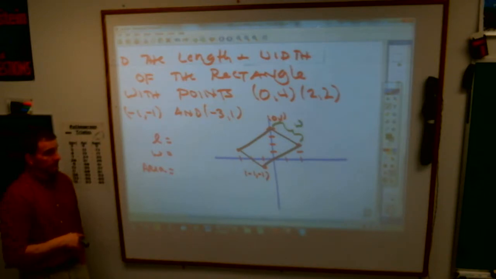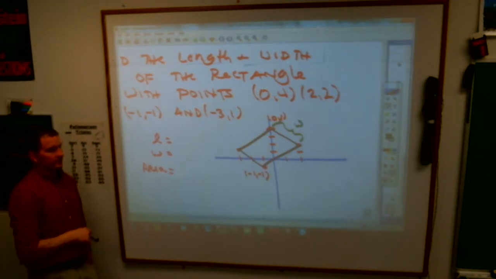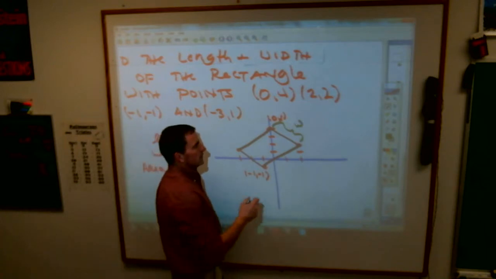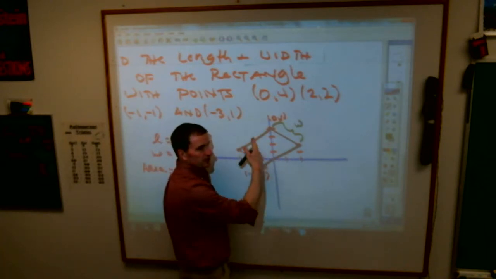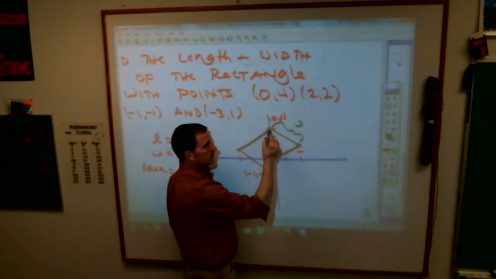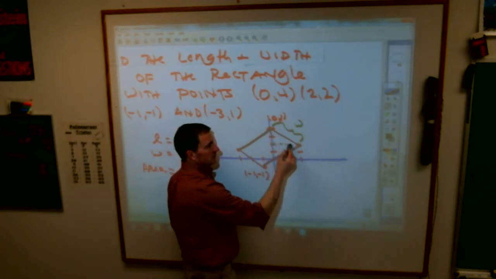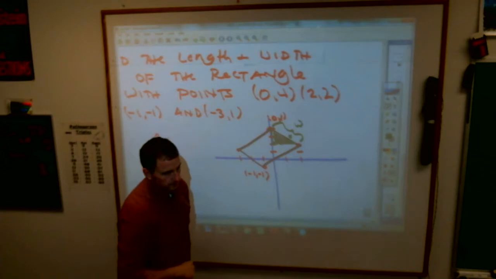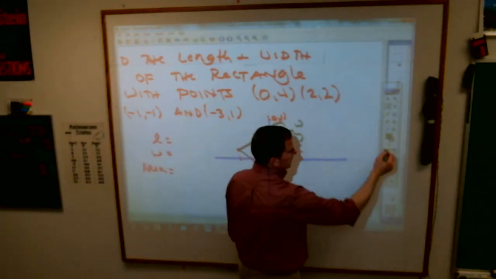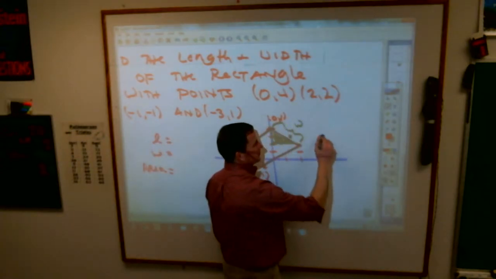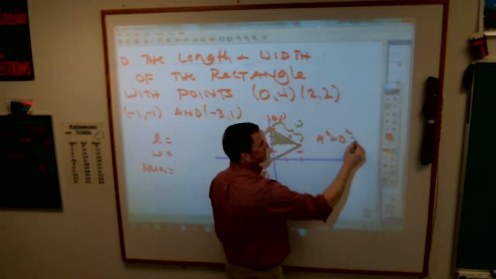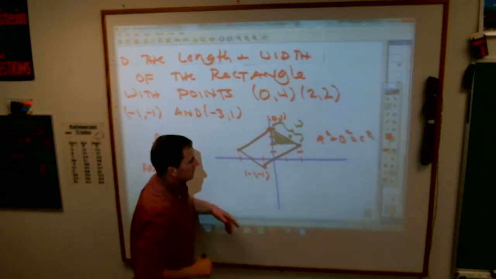Where's my right angle? You've got a whole bunch of right angles on your graph, so you are going to make a triangle, and this will be your hypotenuse. Here's my triangle. I'm going to use the Pythagorean theorem, which is a squared plus b squared equals c squared. A and b are both my lines here.